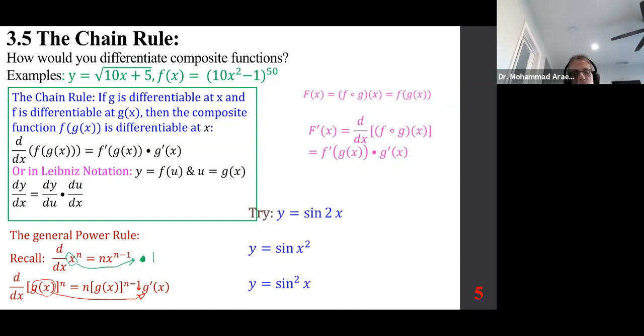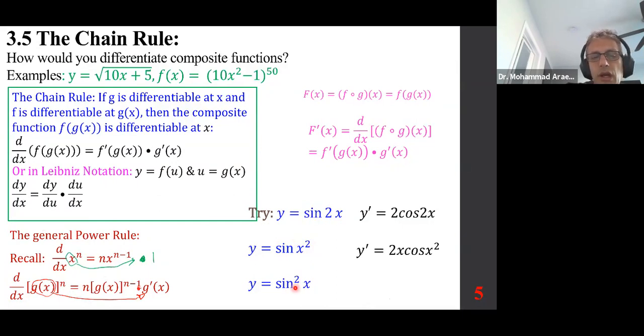If you get these examples, you really are in good shape, okay? Remember, the function is really sine, never mind the rest. Sine gives you cosine, so cosine of 2x. And then 2x is the inner function that gives you 2, so that's the answer. Again, sine gives you cosine, cosine of x squared, and then x squared gives you 2x.